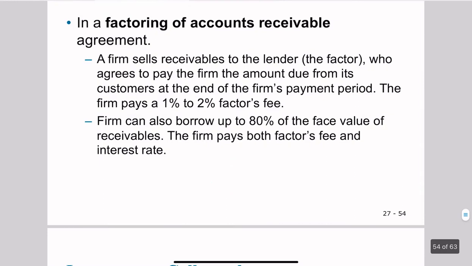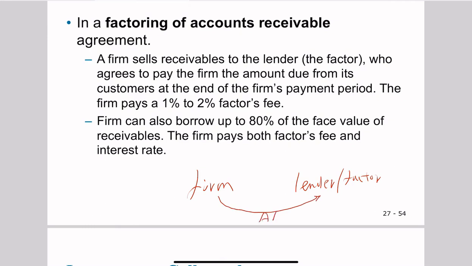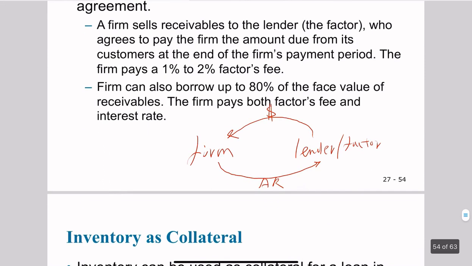So let's say there's a firm. And then there's a lender or factor. So what will happen is the firm will sell its accounts receivable to the lender. And the lender will give some money to the firm, right? At the same time, the firm needs to pay factor's fee. And if the firm borrows, there will also be interest payment.